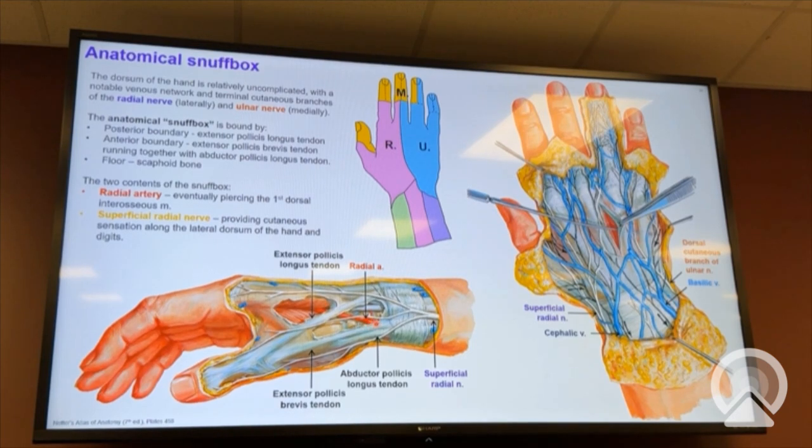All right, radial artery, branch of the radial nerve, anatomical snuff box. Superficially, you'll see actually the cephalic vein. So mine is perfect. Mine is textbook. I can see my cephalic vein passing right over the snuff box. So you might see a little superficial vein here as well.